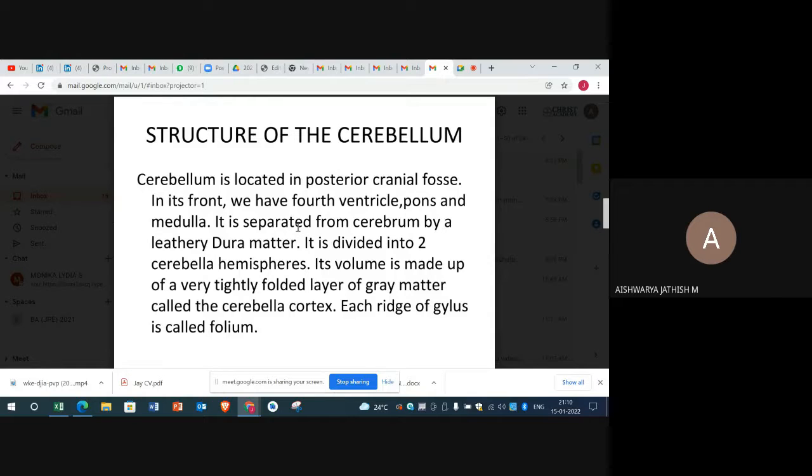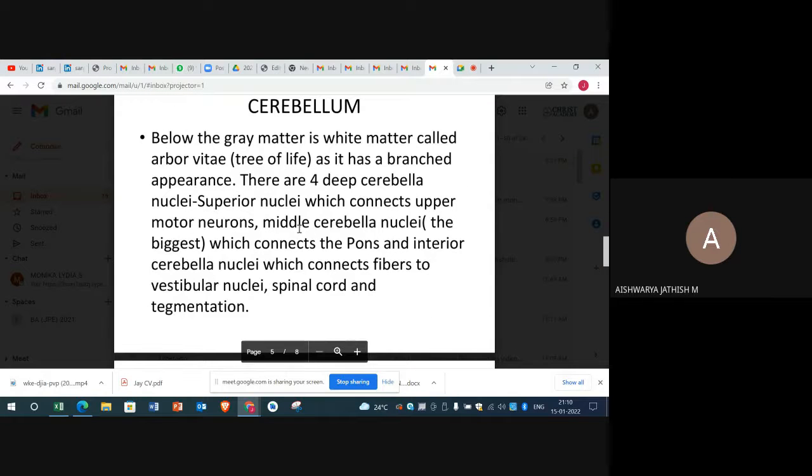Its volume is made up of a very tightly folded layer of gray matter called the cerebellar cortex. Each ridge or gyrus is called a folium. Below this gray matter, we have the white matter. The white matter is called the arbor vitae, or tree of life, because it is branched like a tree.